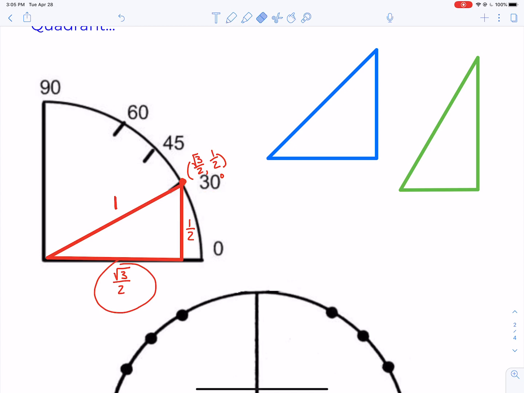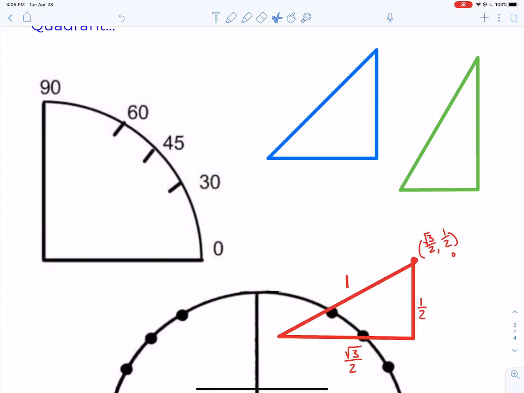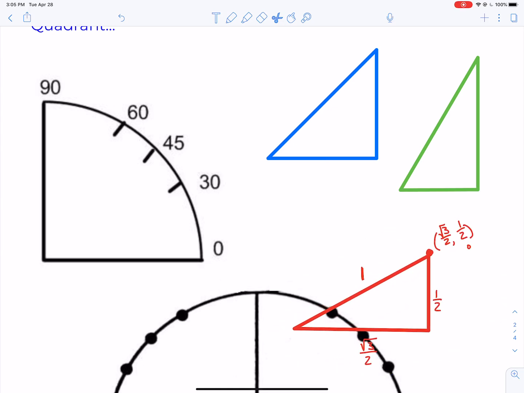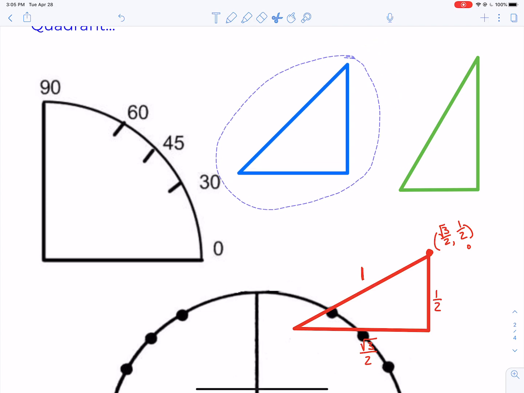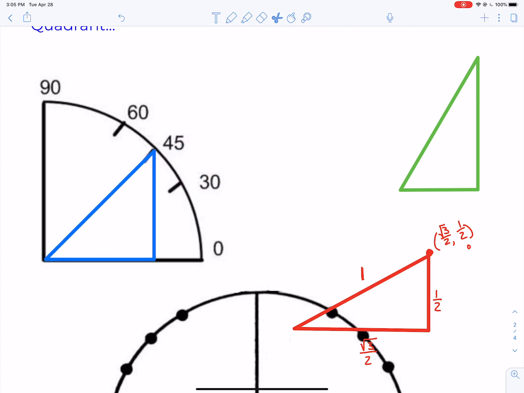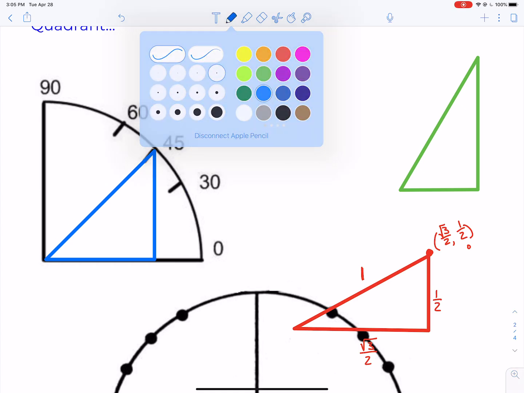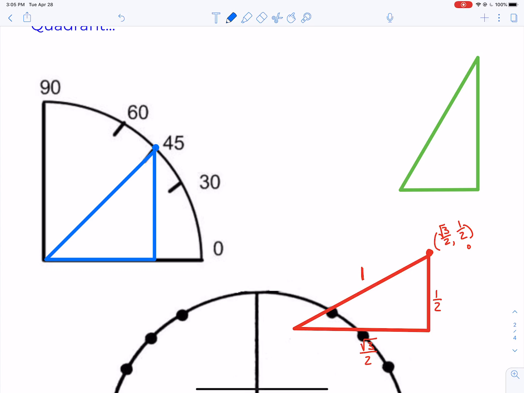So I'm going to scoot this red one out of the way for just a minute, and we'll bring it back in a little bit. So I'm going to move it over there. Let's focus on the blue one now. The blue one is the one that goes in the middle. This is the one that creates our 45-degree coordinate. So we have a point on the unit circle that's located at 45 degrees, and we want to know what the cosine value and sine value for this theta, this central angle, would be.